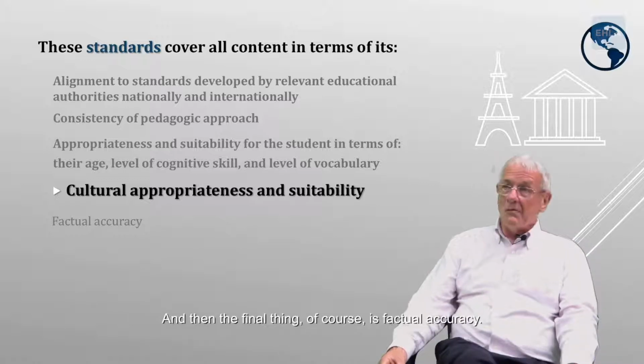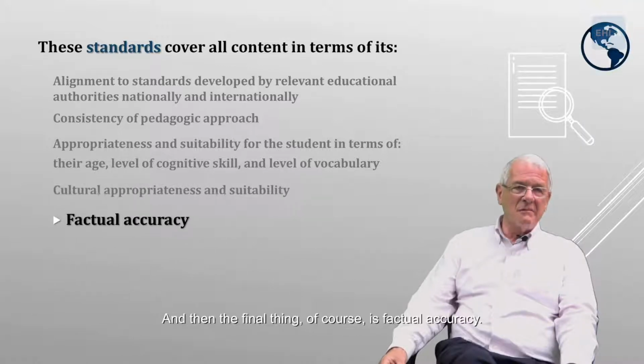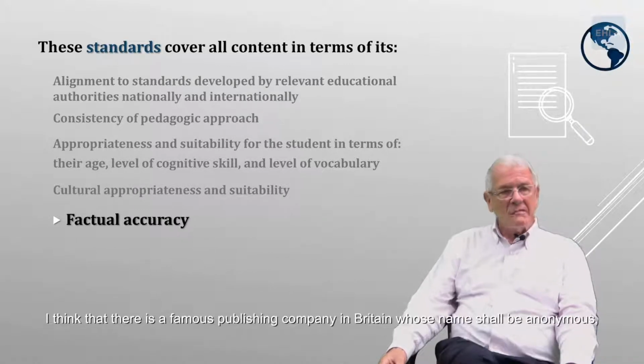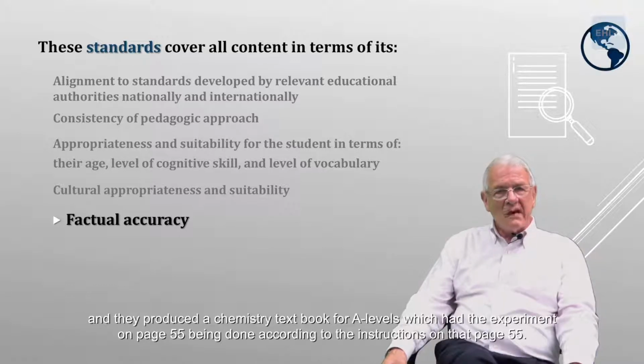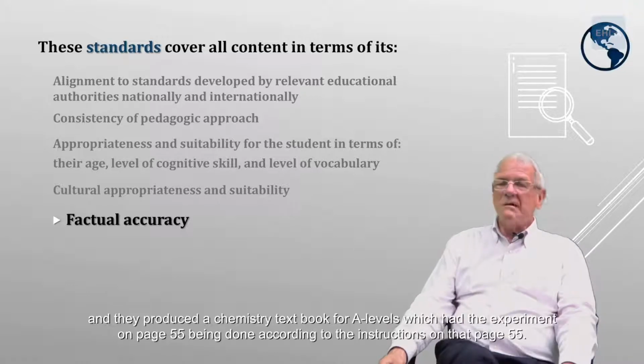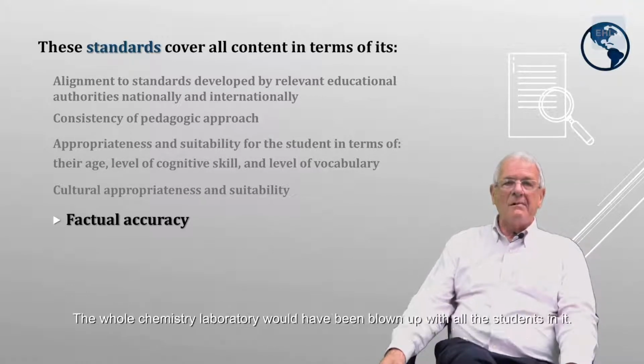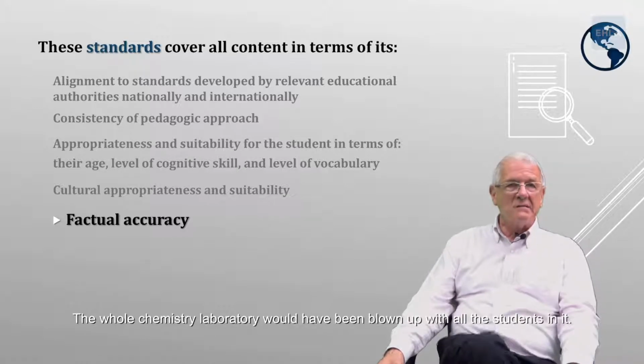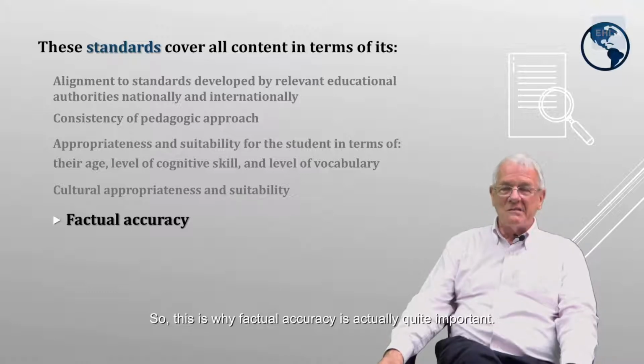And then the final thing, of course, is factual accuracy. I think that there's a famous publishing company in Britain, whose name shall be anonymous, and they produced a chemistry textbook for A-levels, which had the experiment on page 55 being done according to the instructions on that page 55. The whole chemistry laboratory would have been blown up with all the students in it. So this is where factual accuracy is actually quite important.